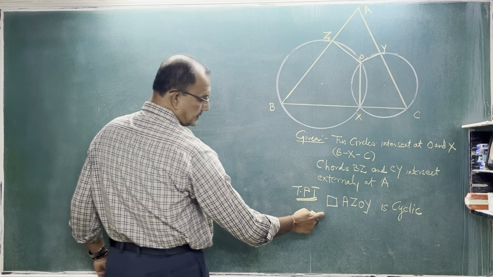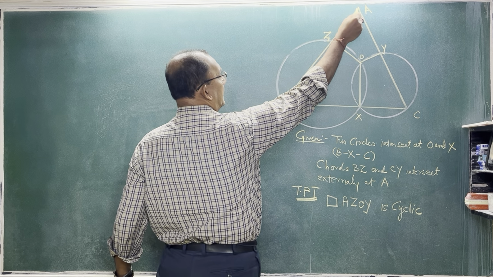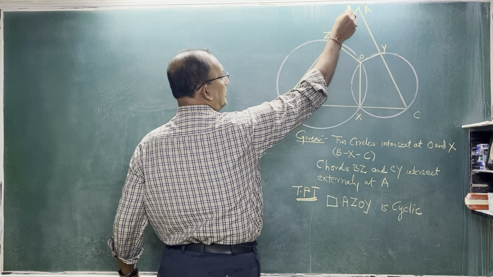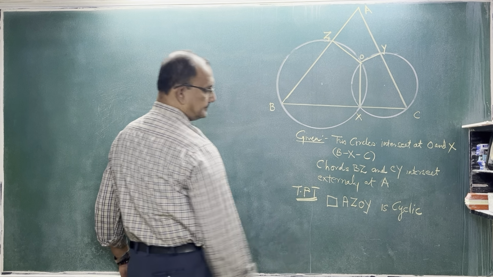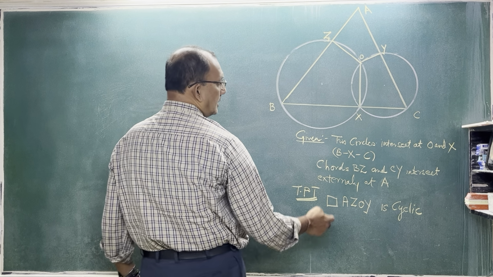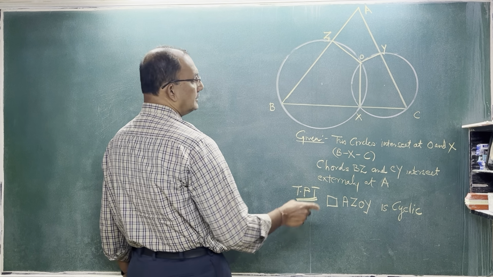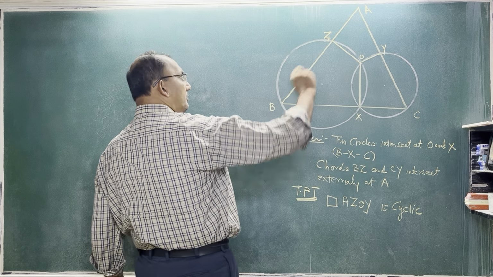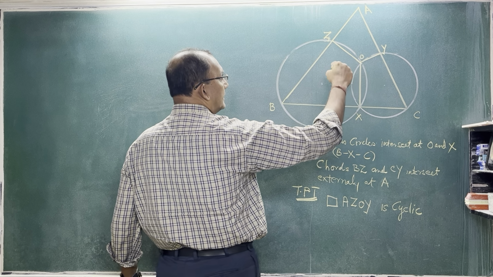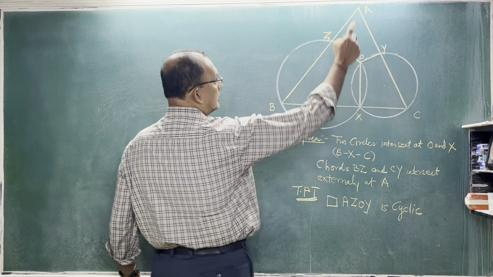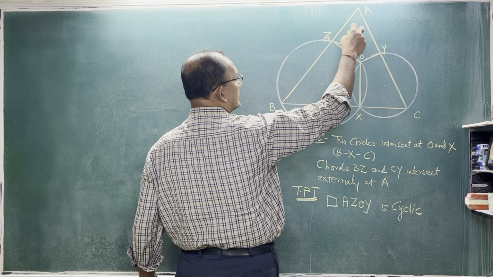Now, to prove that, can you see a quadrilateral here? AZOY. I have to prove this particular quadrilateral is cyclic. Once again, two circles intersecting at points O and X. B-X-C means it's a straight line. Chords BZ and CY intersect externally at point A, and we are supposed to prove quadrilateral AZOY is a cyclic quadrilateral.